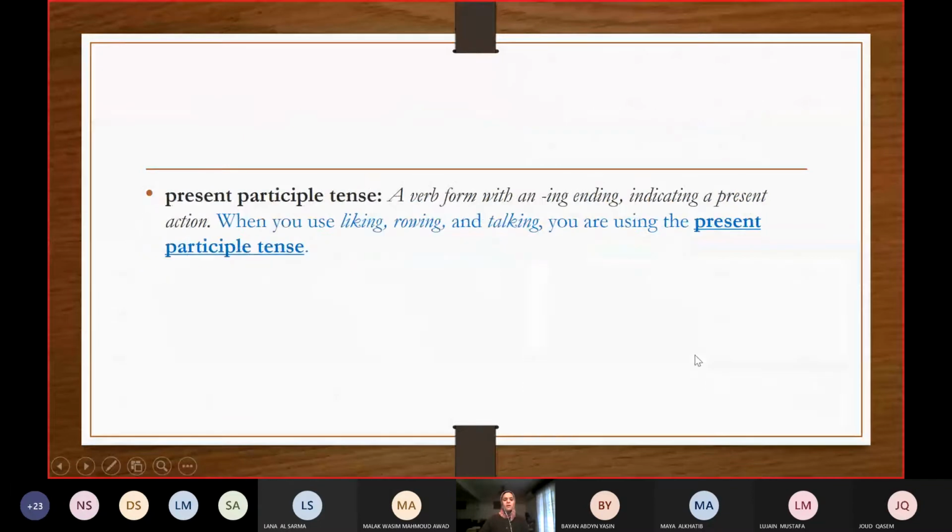Okay? Then present participle tense. Teacher, is it grammar? Yes. Grammar in the academic vocabulary, you have to know the tense. Participle is a verb form with an ing ending indicating a present action. When you use liking, rowing, talking, you are using the present participle. A verb that ends in ing.